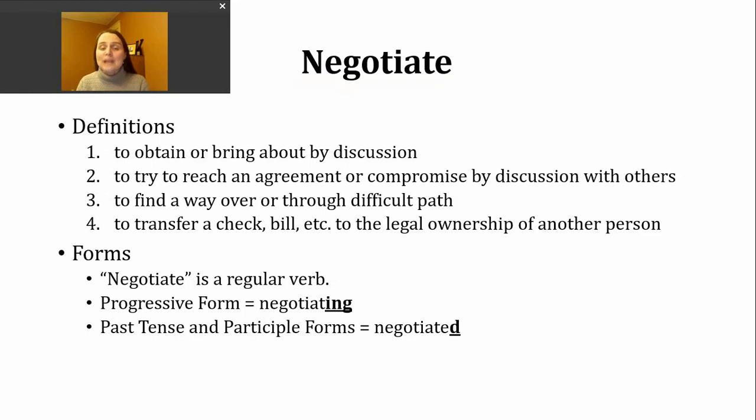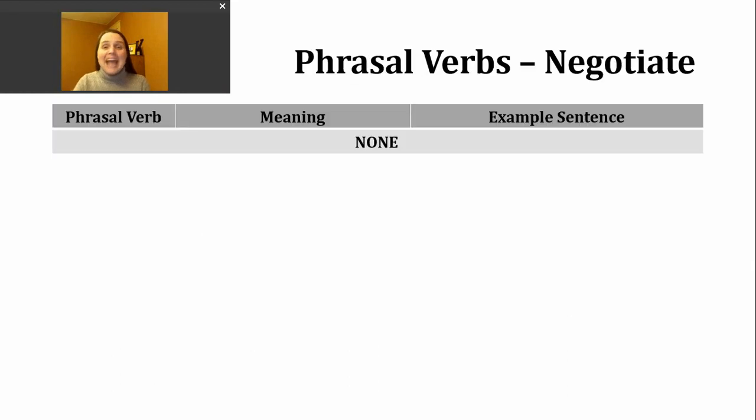To make the progressive form, I'm going to drop the E and then add ing to form negotiating. The past tense and participle forms of this verb are made by just adding the letter D, since this verb already ends in an E. The base verb, negotiate, ends in a T sound. So our past tense ending is going to make an id sound. Negotiated, negotiated.